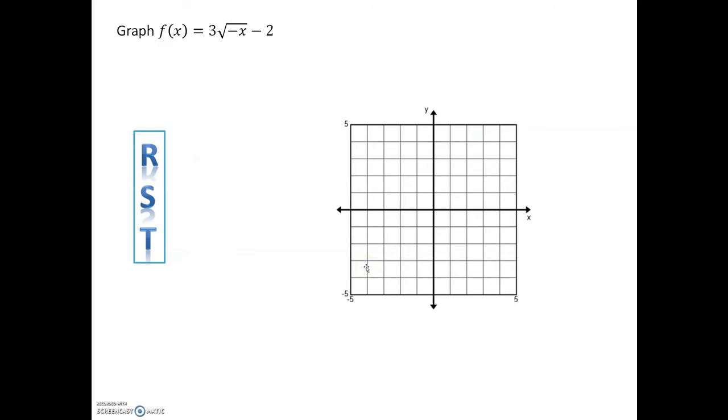Oops, sorry. I'm going to do one more example for you. So this one's a little bit different. This is a square root function. And again, I'm going to list what it goes through.